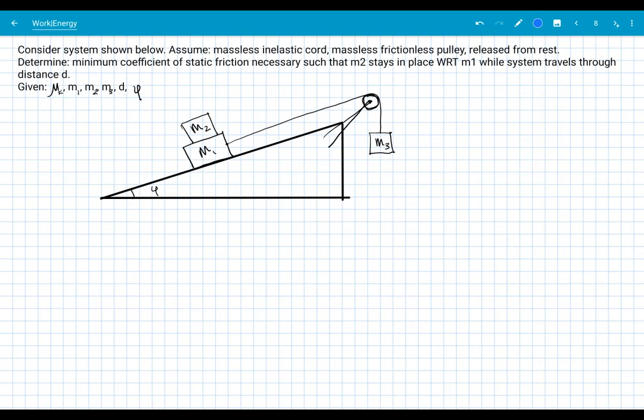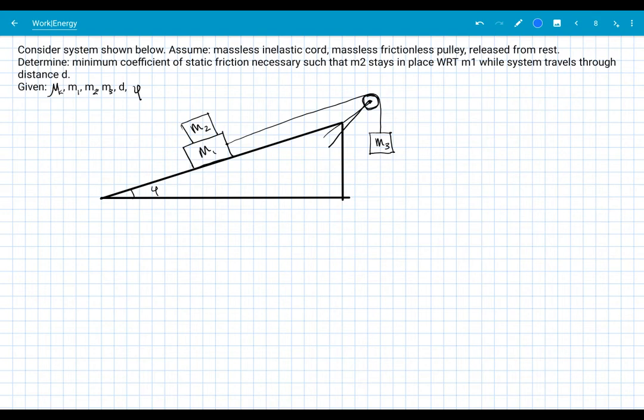Okay, let's look at a scenario here now that includes some static friction. What we have here are stacked blocks, and the bottom block is attached to a cord running over a pulley, and then there's a third block that is attached at the end of the cord and hanging. What we're told is the normal stuff about assumptions: the cord's massless and elastic, the pulleys massless and frictionless, and we are releasing the system from rest.